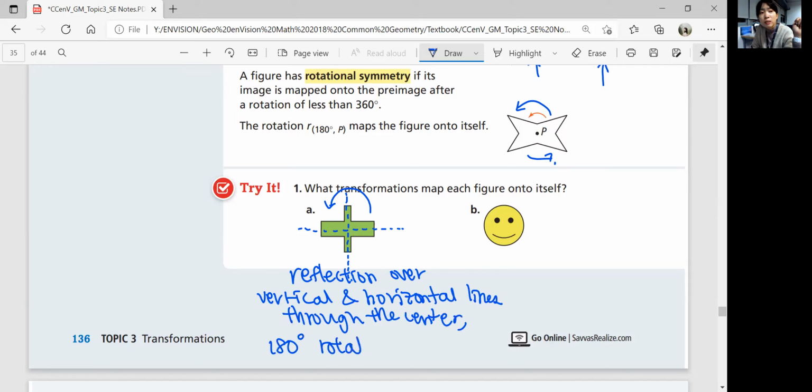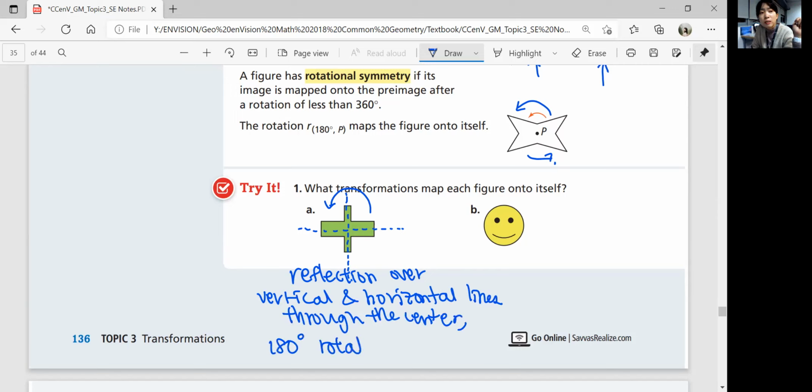Can it map onto itself? Yeah, there's only one way to map onto itself. If you divide vertically by half like this into the center, you can map your smile exactly onto each other. You can map your eyes onto each other because that smiley face is symmetric vertically. Okay, so you're going to say reflection over a vertical line through the center.